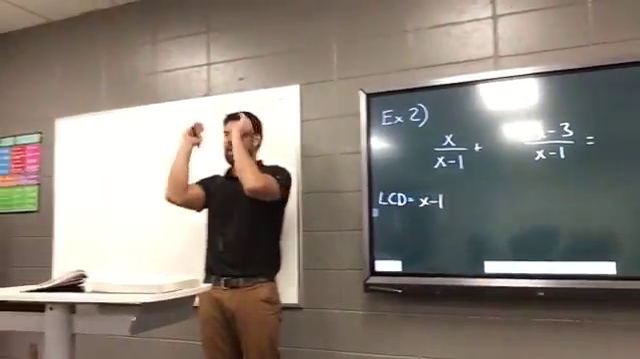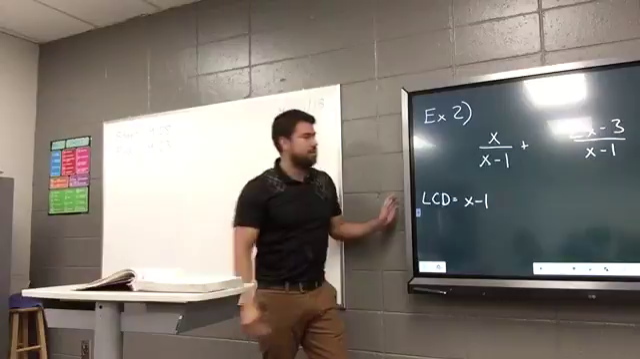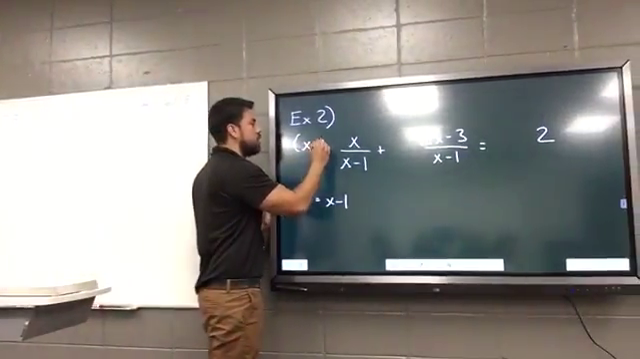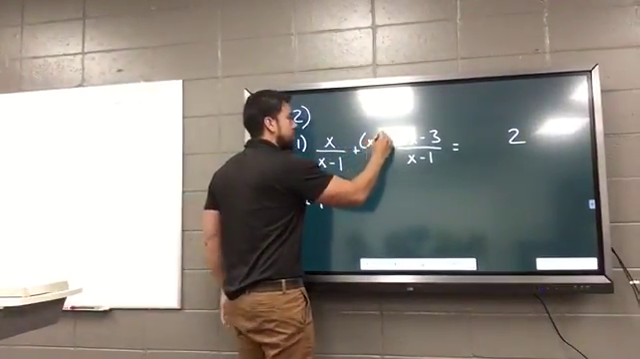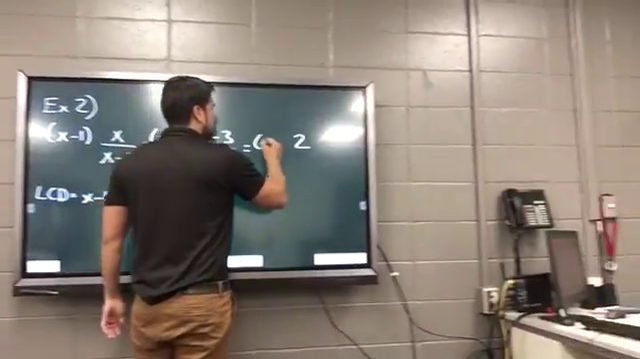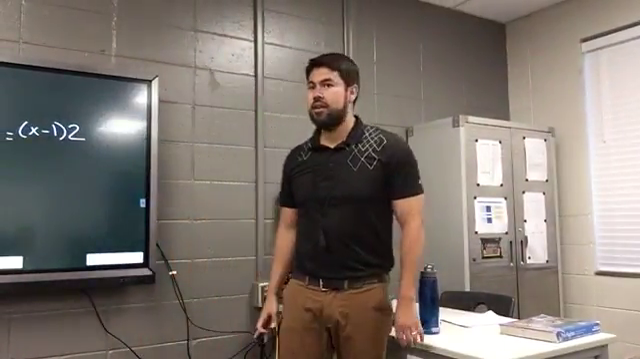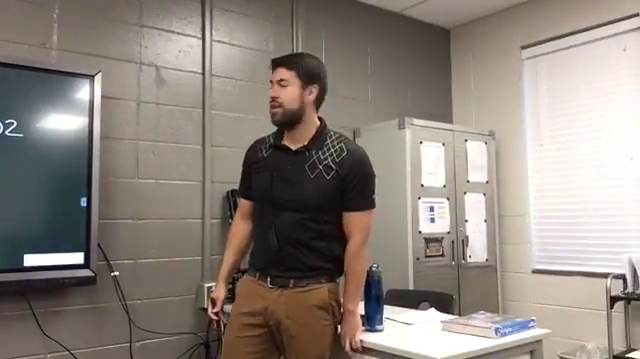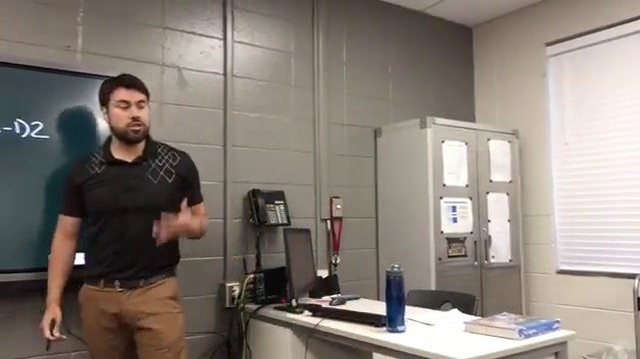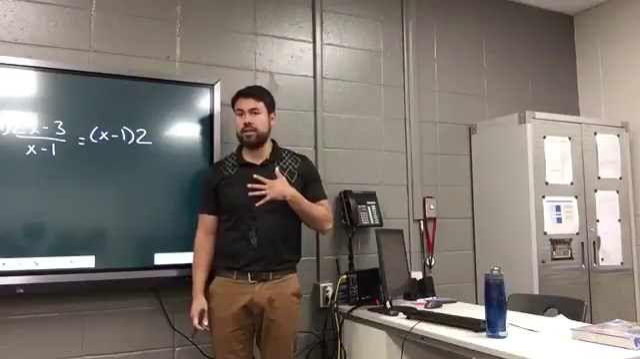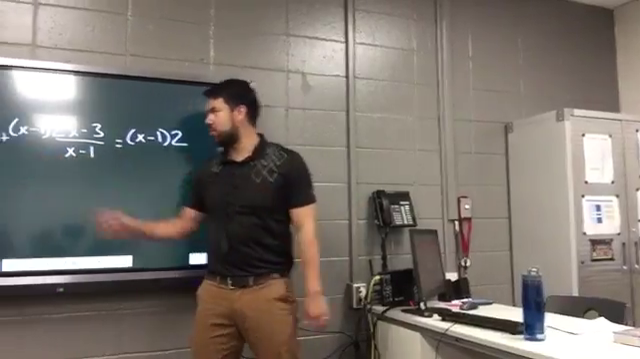So what should I multiply every term by? Okay, so here, x minus 1, x minus 1, x minus 1. And I'll show you a place where it could get messed up if you're not careful. Do you understand how we got x minus 1 as the LCD? Thankfully, it's the same for both.